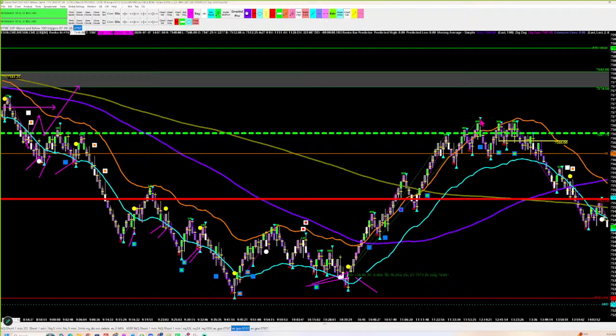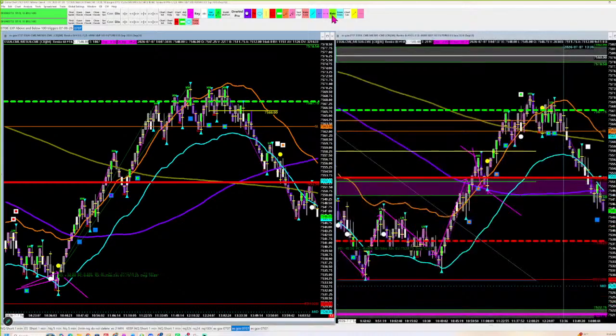Now, be able to read the rest of the tea leaves would be my suggestion, right? The only thing that was missing on the 6 tick that I wish we would have had, but we did not have, was I would have liked to see a push down here. So I'm going to go back over here, okay?